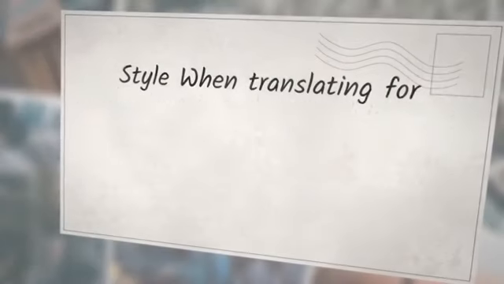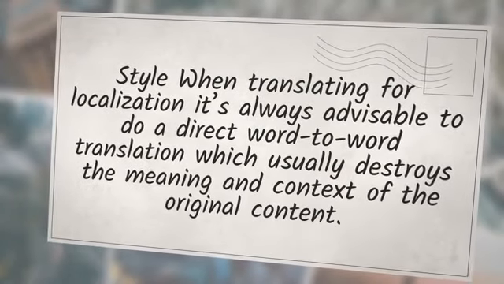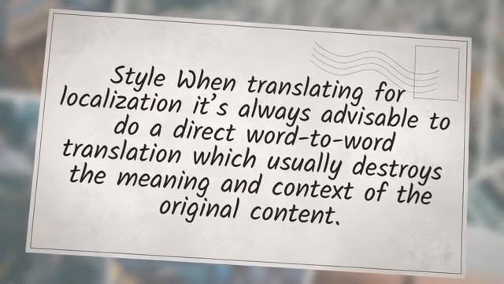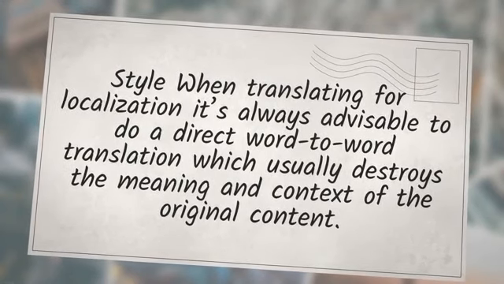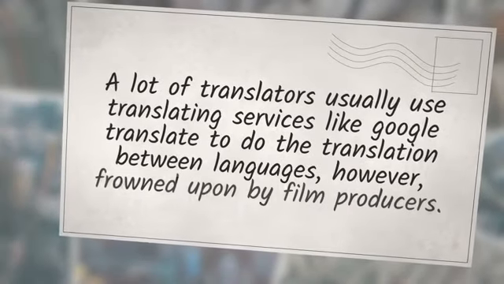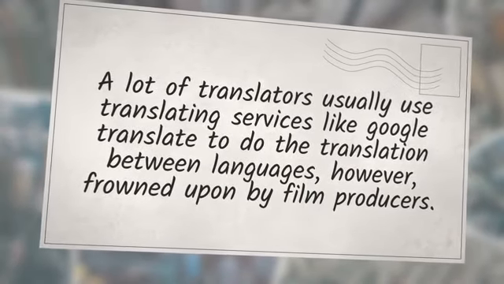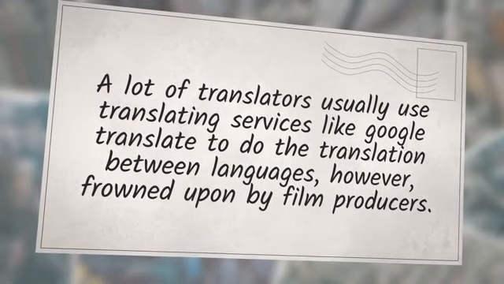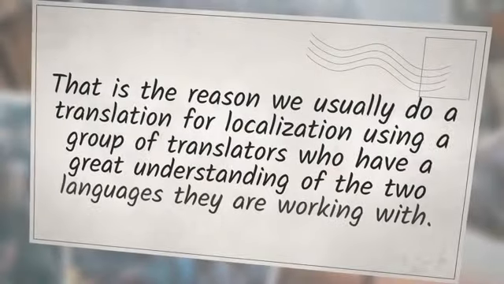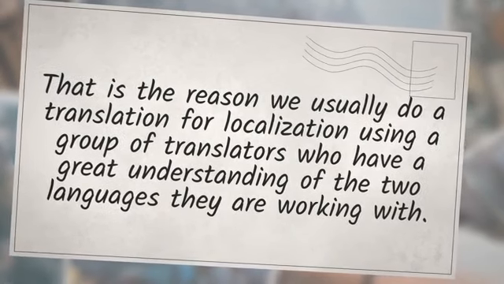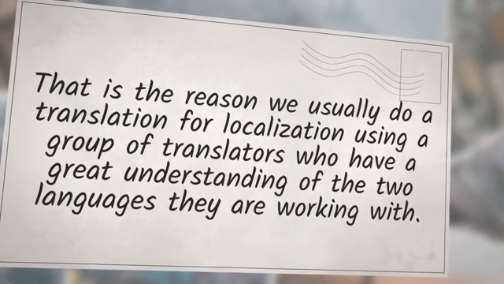Style: when translating for localization, it's never advisable to do a direct word-to-word translation, which usually destroys the meaning and context of the original content. A lot of translators usually use translating services like Google Translate to do the translation between languages, however, this is frowned upon by film producers. That is the reason we usually do a translation for localization using a group of translators who have a great understanding of the two languages they are working with.